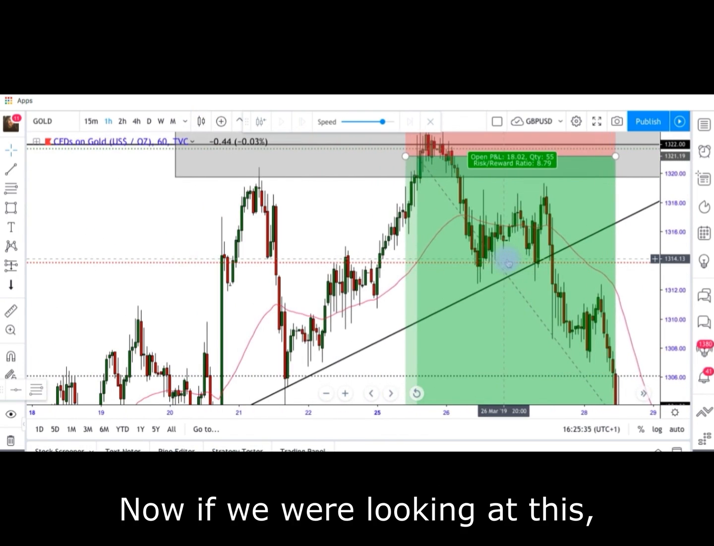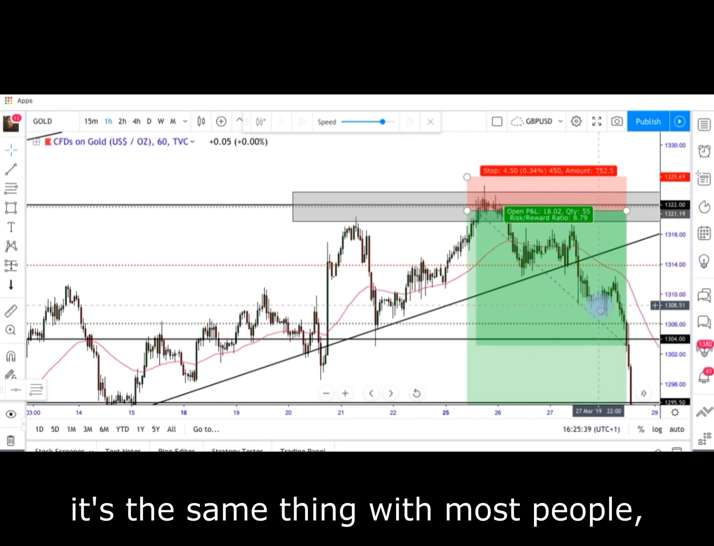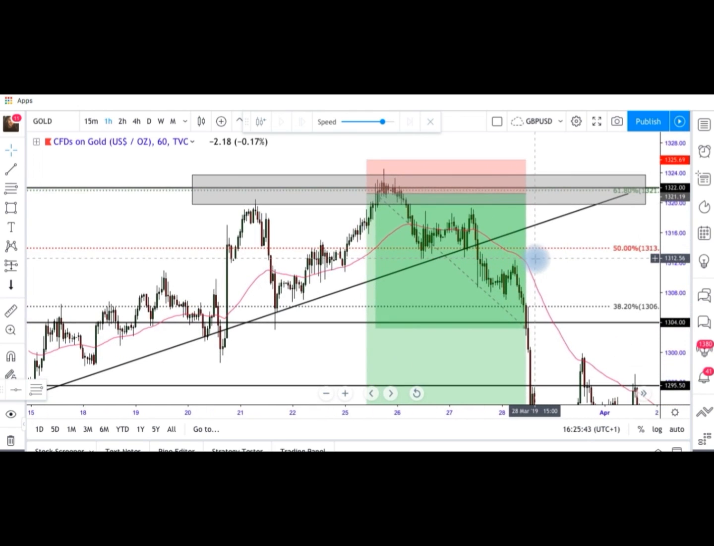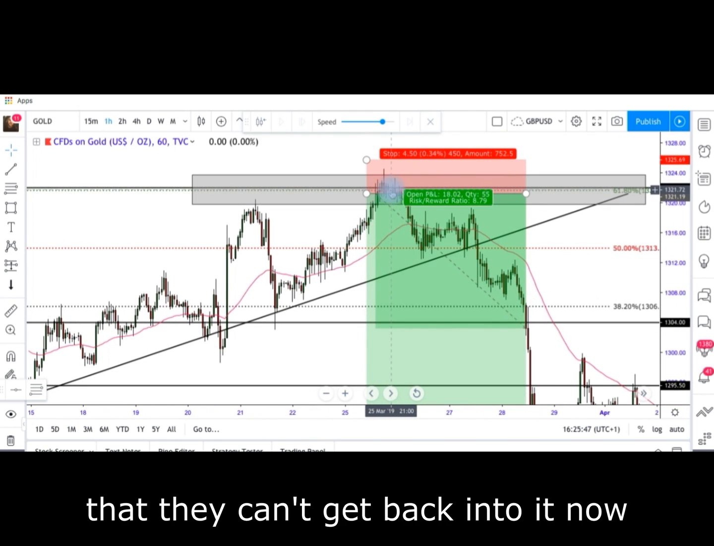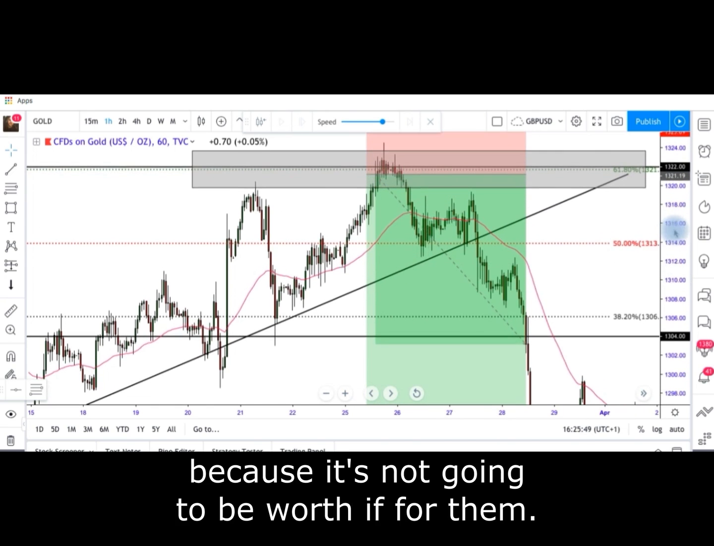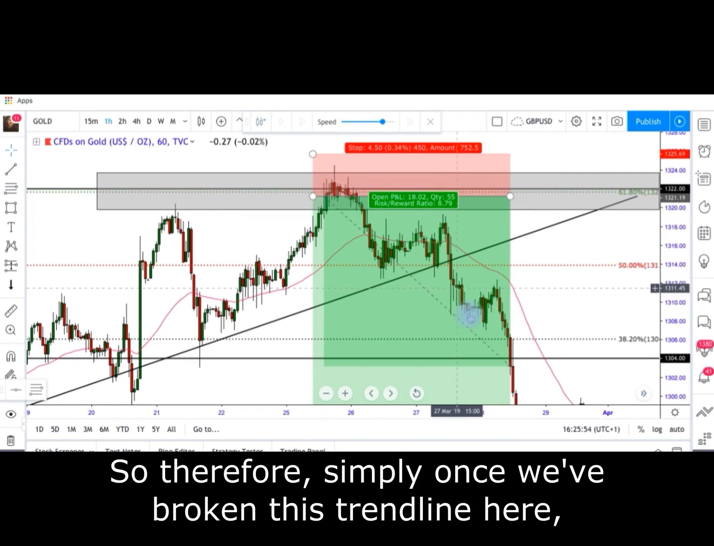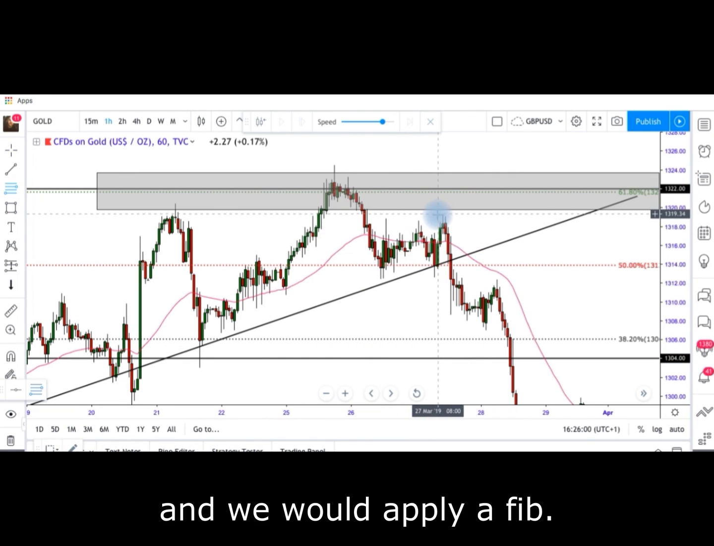Now, if we were looking at this, the next place that you could have got into this is if you missed it, because again, it's the same thing with most people. Once they've missed this, they start getting worried that they can't get back into it now because it's not going to be worth it for them. So therefore, simply once we've broken this trend line here, we would look for price to stop and we would apply a fib.